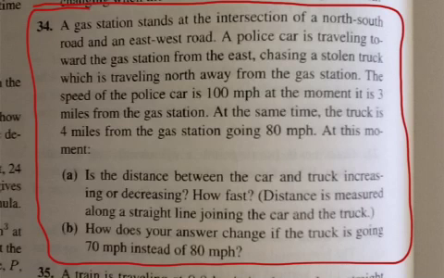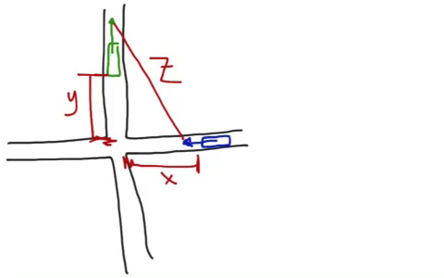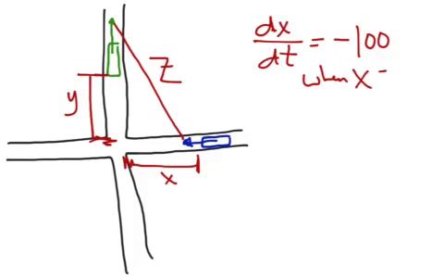Now, going back to the problem for a moment, we were told that the speed of the police car is 100 miles per hour. At the moment, it is 3 miles from the gas station. So we know dx/dt is going to be negative 100 miles per hour when x is equal to 3 miles. And the reason why dx/dt is negative, of course, is because the length x is decreasing as the police car gets closer to the gas station.